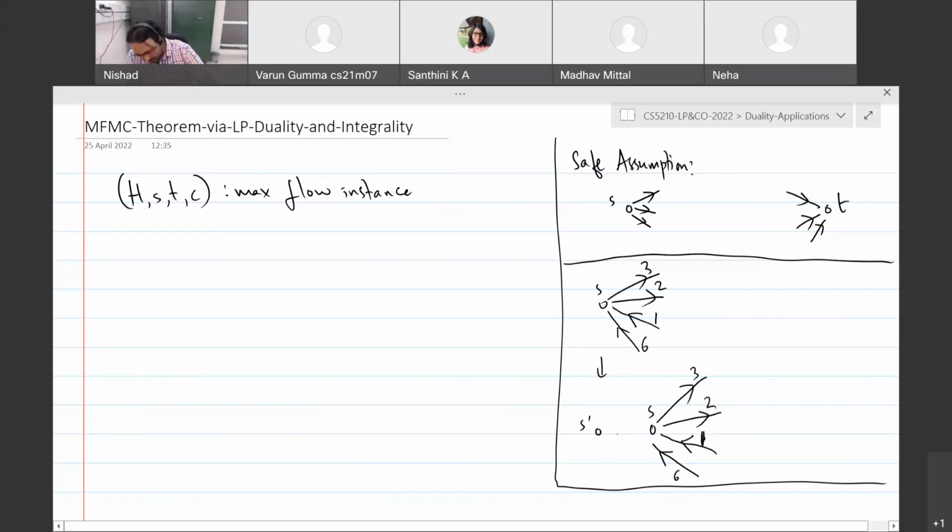And between S prime and S, I will just put one arc like this. Observe that the maximum flow value in this case will be at most 3 plus 2, 5. So I will put a capacity of 5 over here. In some books, they put a capacity of infinity, but I never considered infinity capacity because I wanted to not deal with them. So I'm just going to choose 3 plus 2 equal to 5 in order to make this work.